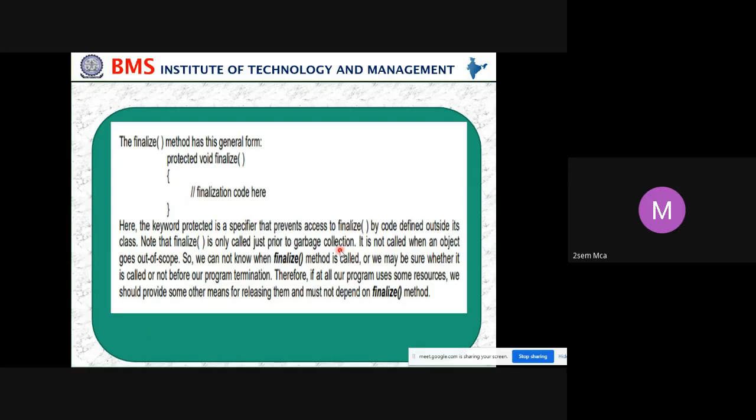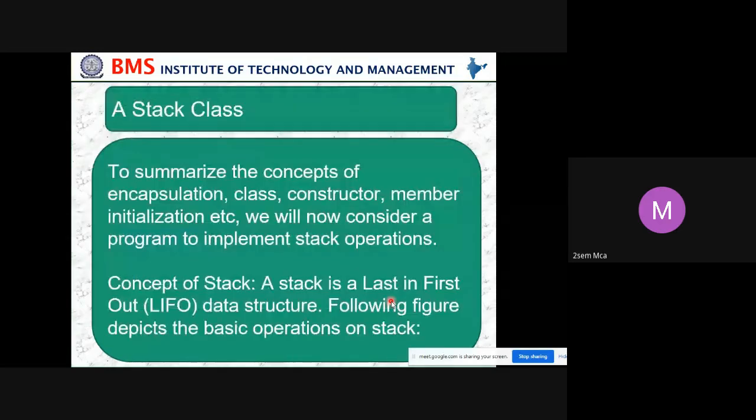Before we delete anything from memory, we should confirm, right? Then we are using a finalize. It is not called when an object goes out of scope. So we cannot know when the finalize method is called, or be sure whether it is called or not before our program terminates. Therefore, if our program uses some resources, we should provide some other means for releasing them and must not depend on the finalize method.